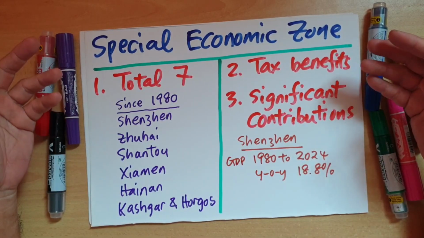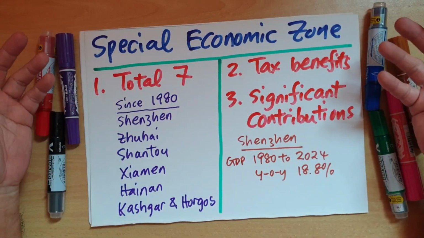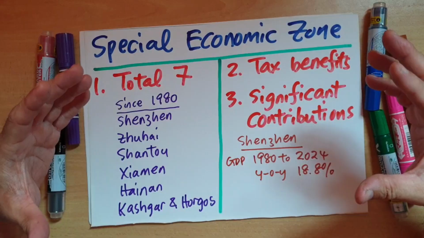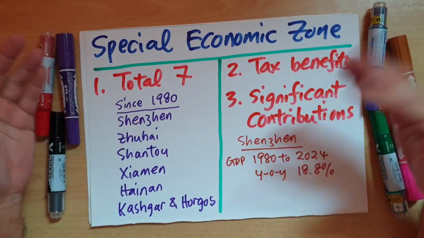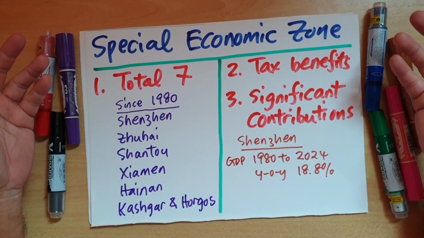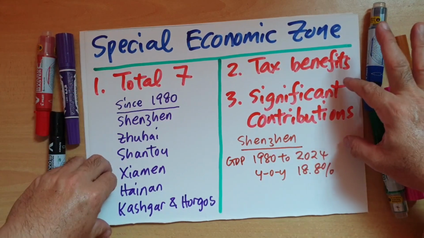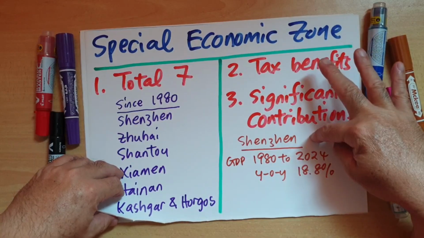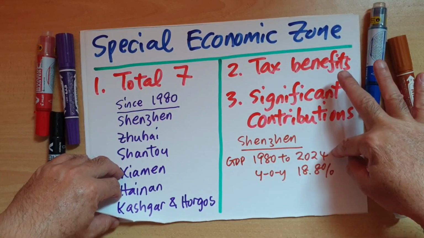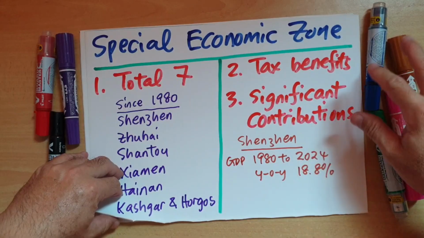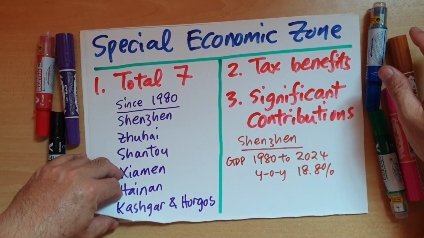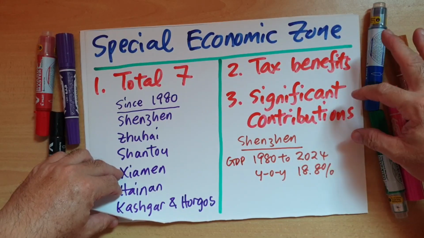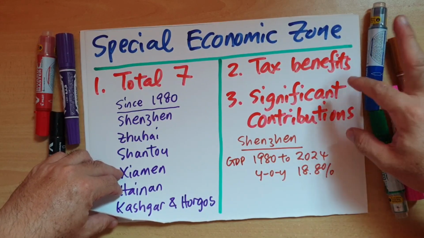All this is made possible by all kinds of tax benefits like lower personal tax, lower corporate tax, or for some of them even tax exemption for the first 2 years or first 3 years, or a 50% tax discount. Now, just using one example, look at Shenzhen alone. The GDP of Shenzhen from 1980 to 2024 had a year-on-year growth of 18.8%. This is a very significant achievement and contribution to the China economy.